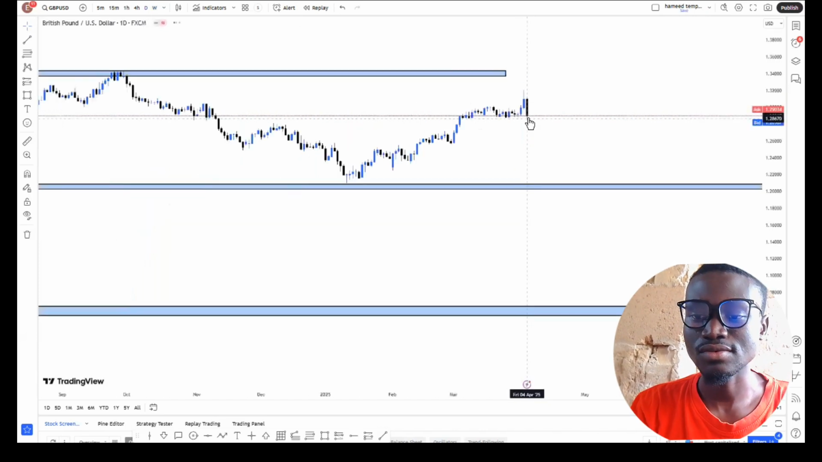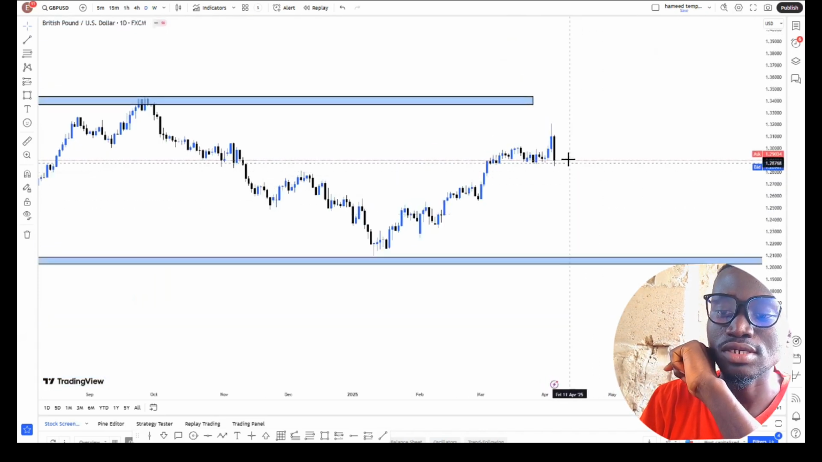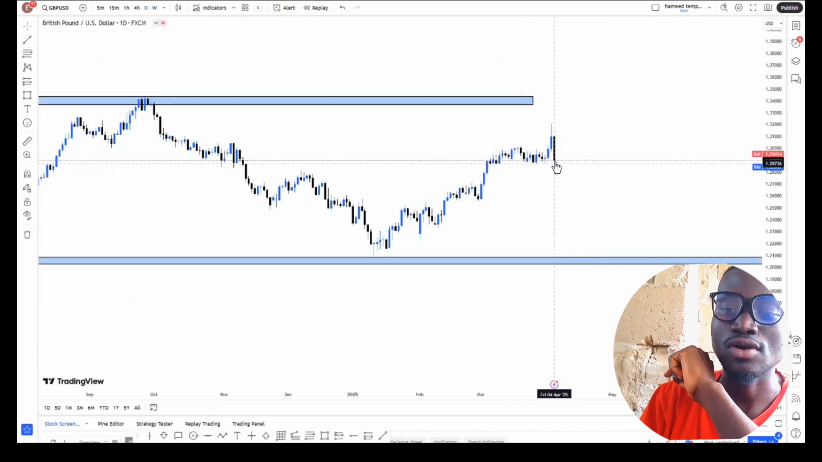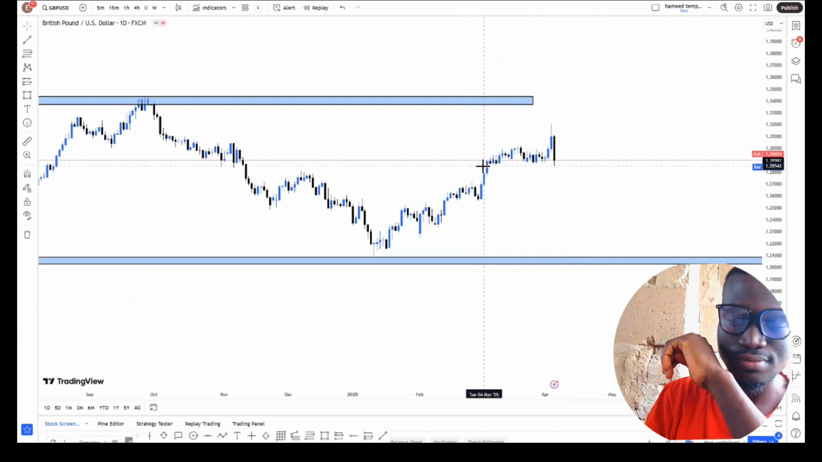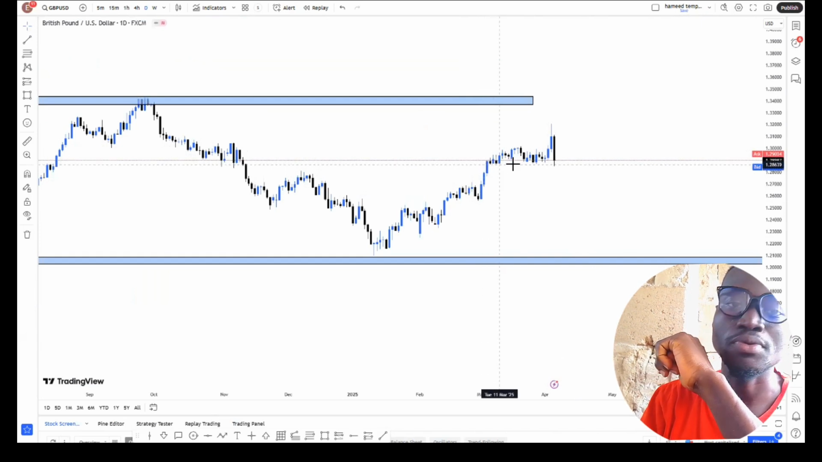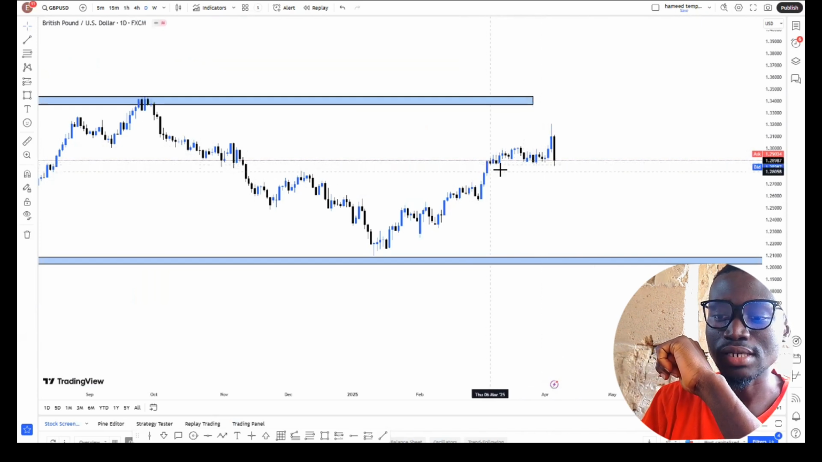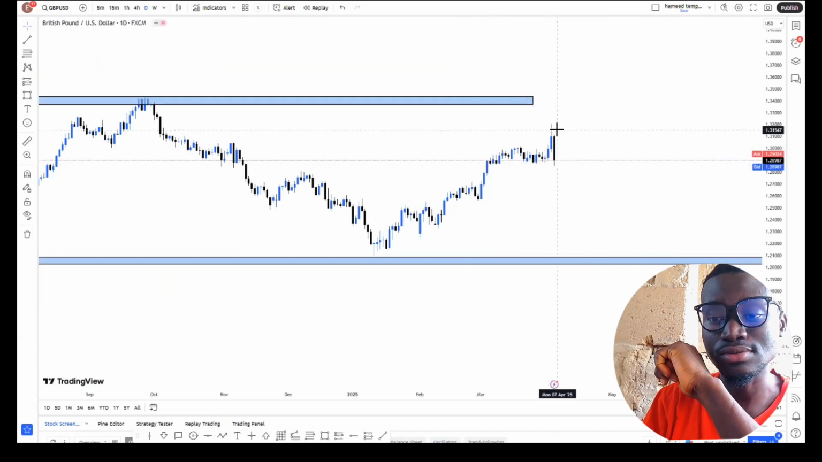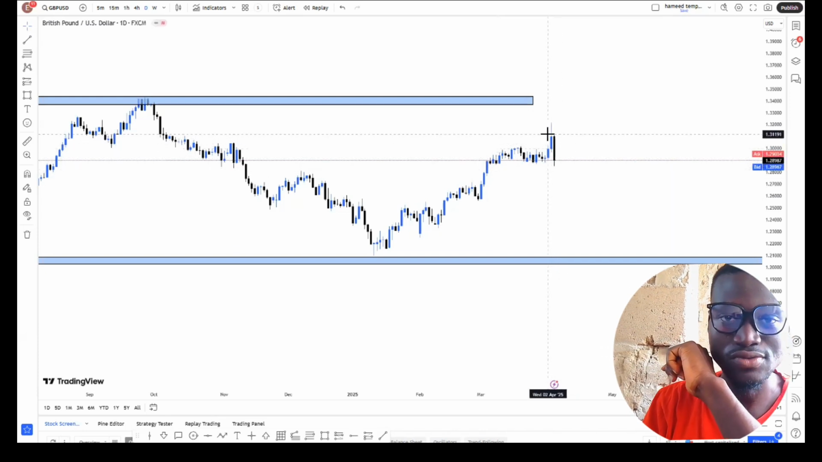Now on the daily time frame, what do we have here? I've seen a bearish rejection candle here on the weekly time frame, and it's also aligned with this support zone here. So the market is still on a bearish move because of this bearish candle we have here, and on the weekly time frame, the candle we have there.